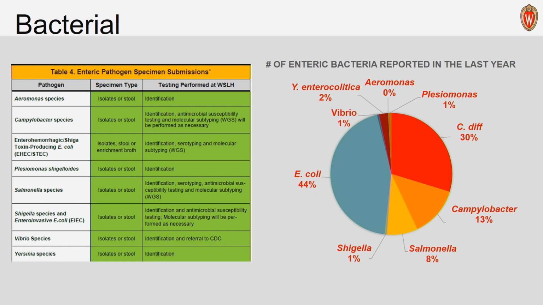And of the bacteria, most of our reported enteric diseases are E. coli, of the many different kinds of E. coli, all lumped in here together. After that, C. diff is still at pretty significant numbers. Campylobacter and Salmonella make up the other major players here. We are a pretty big state for Campylobacter compared to some of the other states where Salmonella is more prevalent.